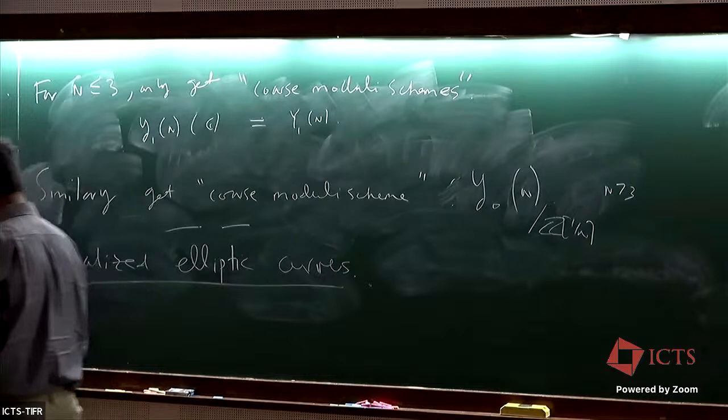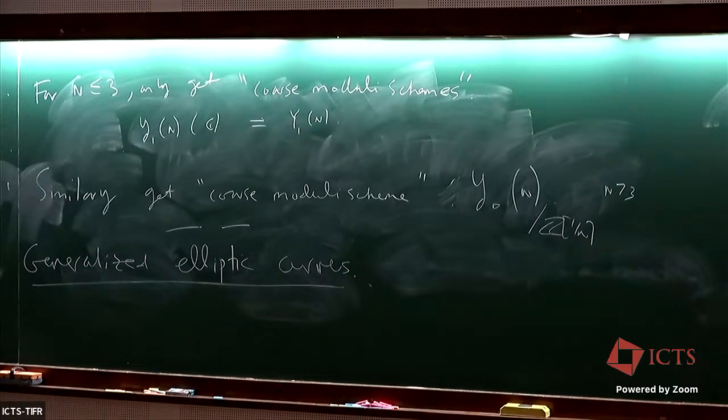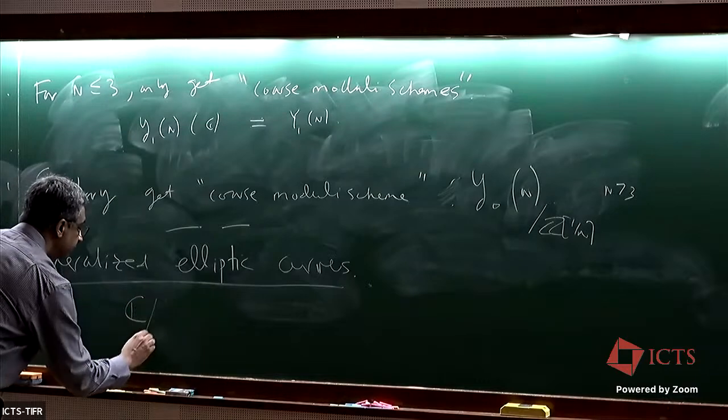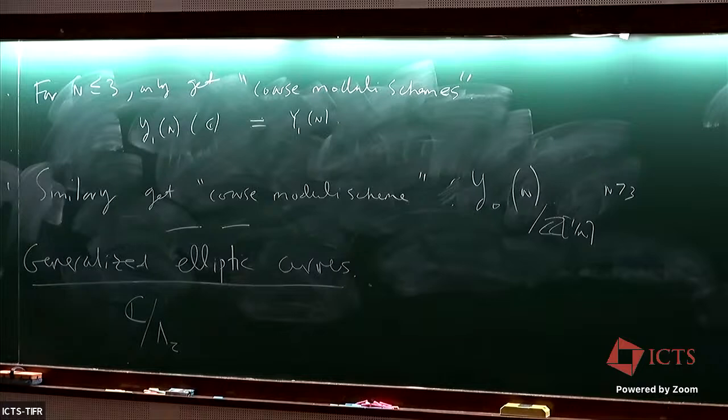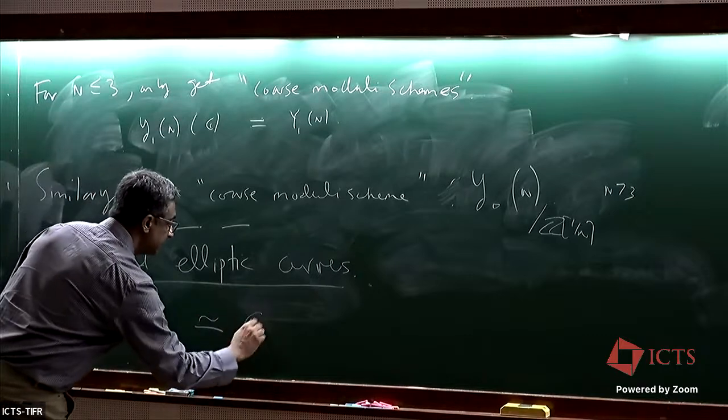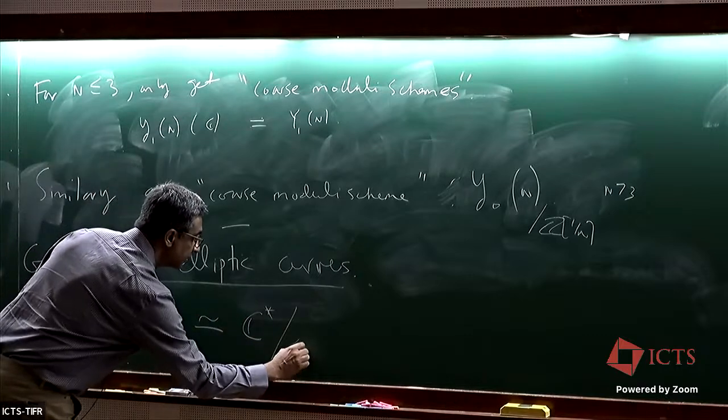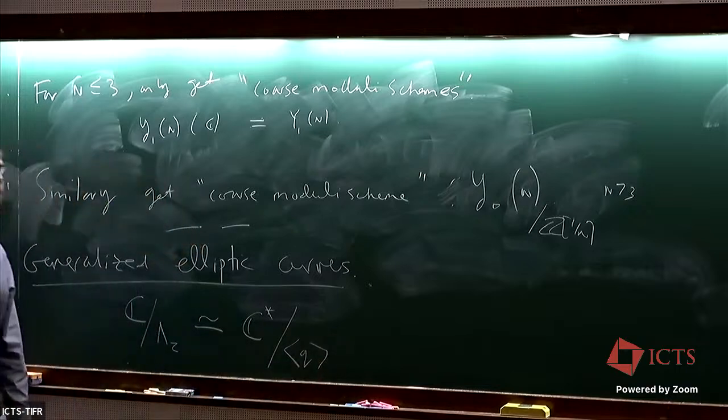So the first remark is that even though many of you have learned elliptic curves for a few years, you probably haven't yet realized that C mod (Z + Z tau) can also be written in multiplicative notation. In other words, it can be written as C star modulo q to the Z, where q is e to the 2 pi i tau.